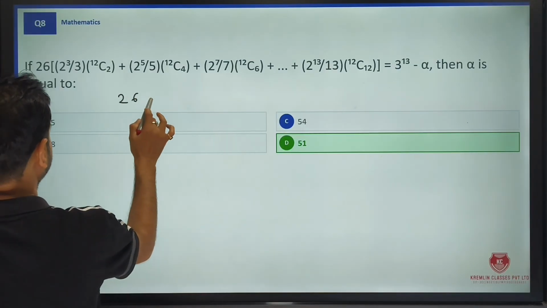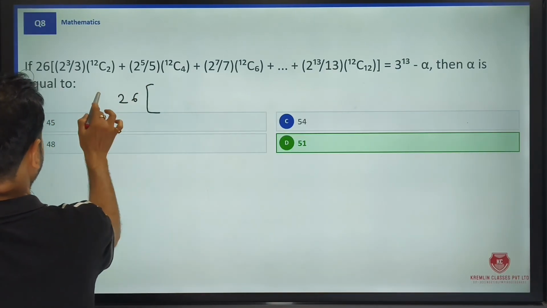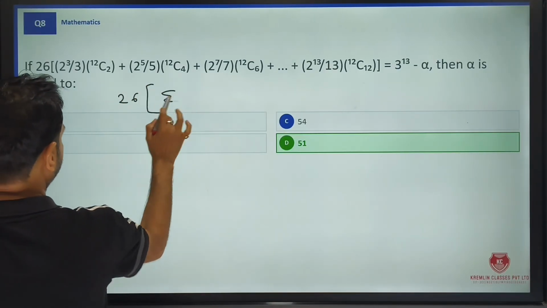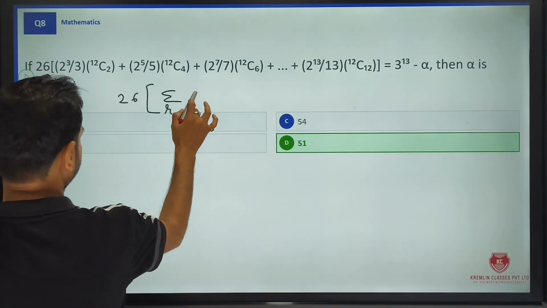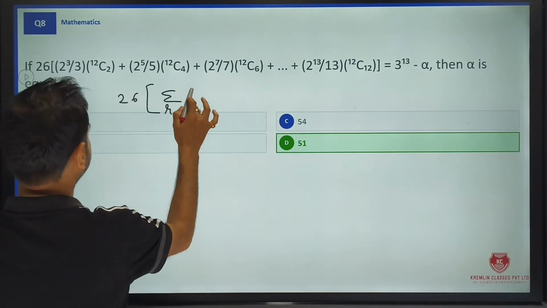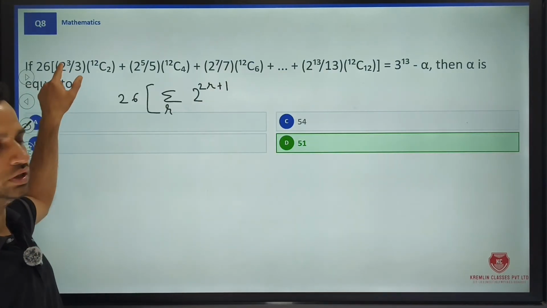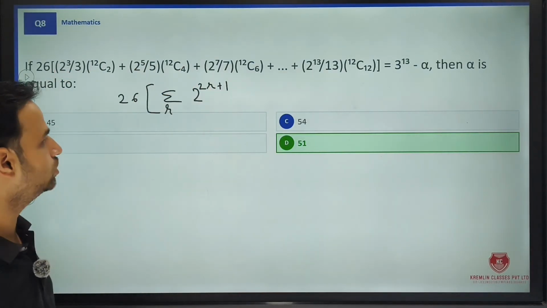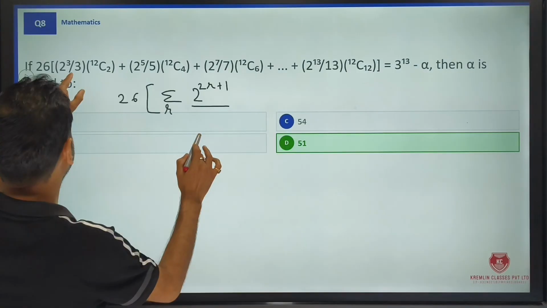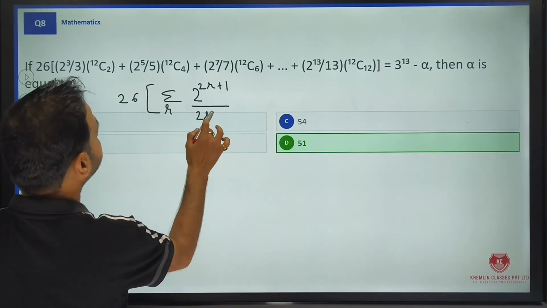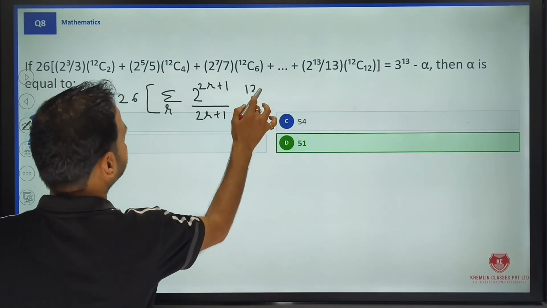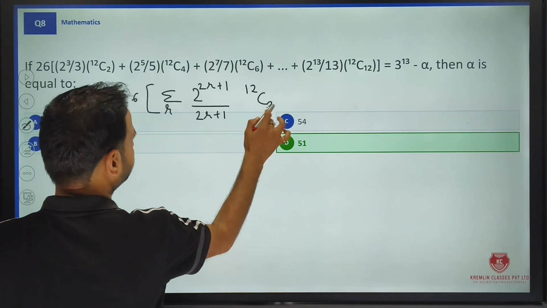It is 26 bracket sigma r equal to something, I will see it later. It is 2 to the power 2r plus 1. Why have I written 2r plus 1? It is 3, 5, 7, so it is an odd number. Again 3, 5, 7, odd number, 2r plus 1. And it is 12c, it is an even number, 2r.